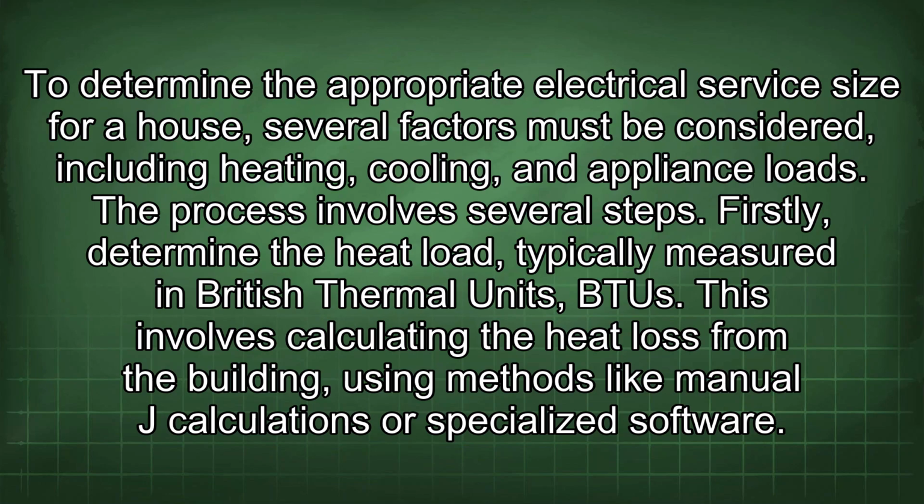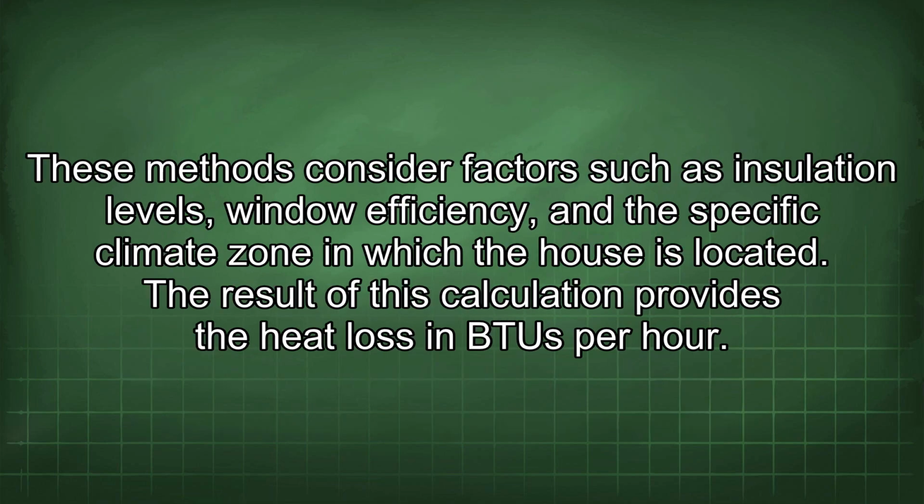To determine the appropriate electrical service size for a house, several factors must be considered, including heating, cooling, and appliance loads. The process involves several steps. Firstly, determine the heat load, typically measured in British thermal units, BTUs. This involves calculating the heat loss from the building, using methods like Manual J calculations or specialized software. These methods consider factors such as insulation levels, window efficiency, and the specific climate zone in which the house is located. The result of this calculation provides the heat loss in BTU per hour.